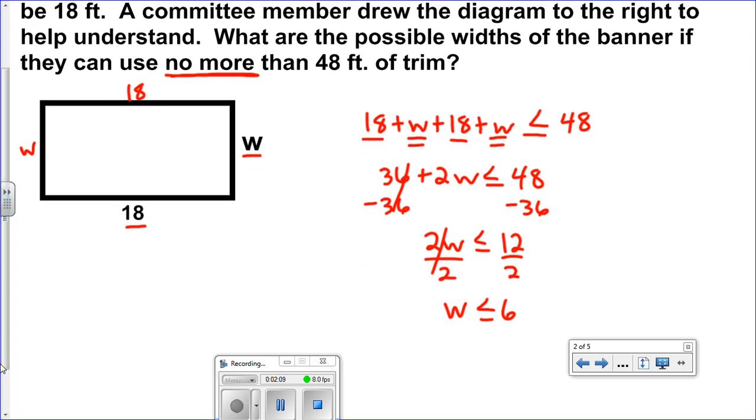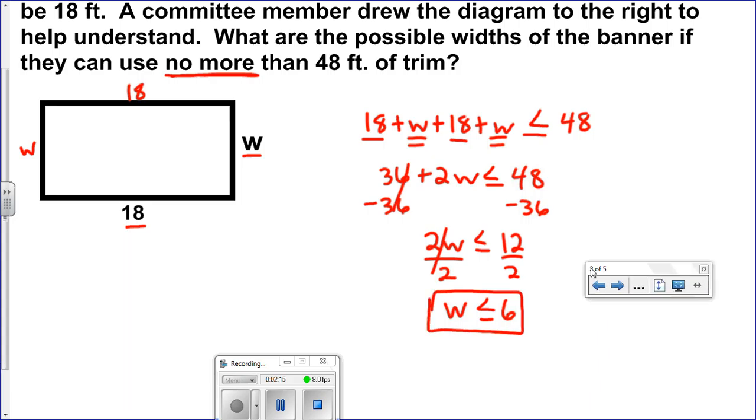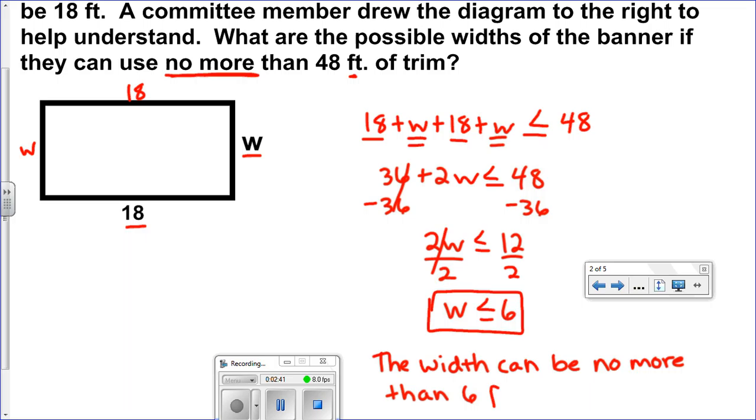Okay, so the width, we interpret the solution. The width can be no more, so less than or equal to. You could write the words less than or equal to. Then 6, and check your units. Our units are feet. Okay, good.